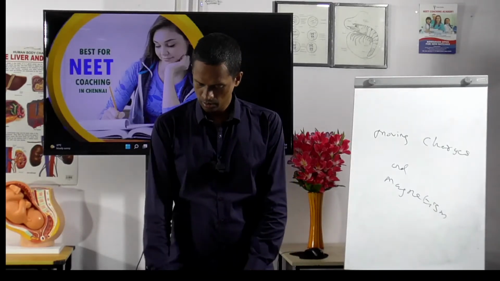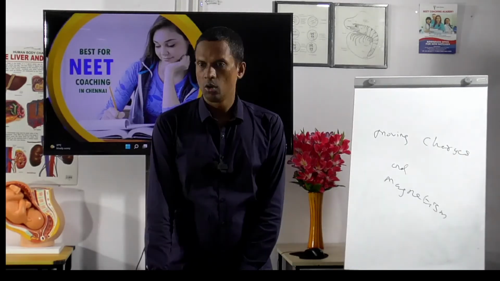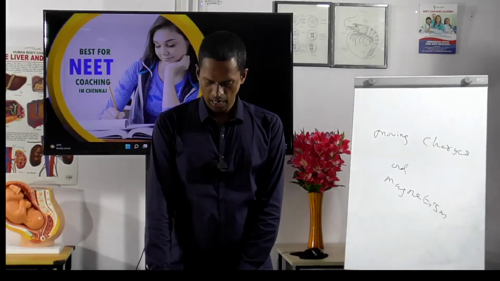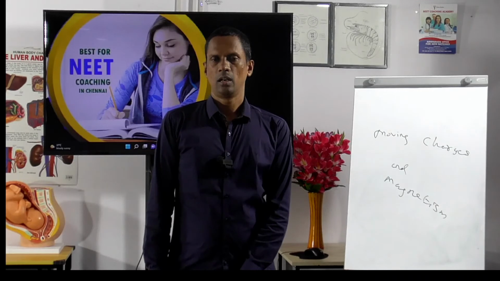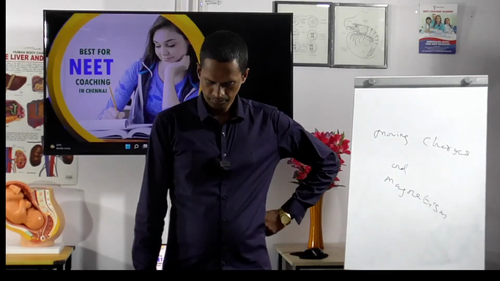So did I give the equation? Yes. What equation? Phi is equal to N B A into I. What is the N here? Number of turns. A? Area. B?